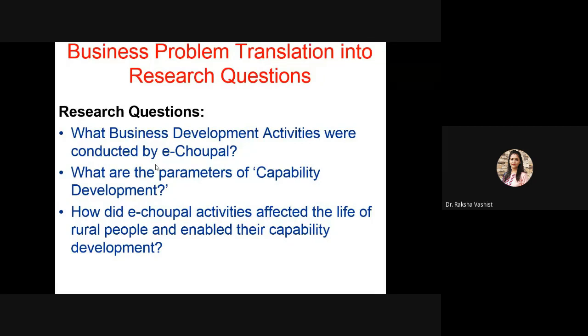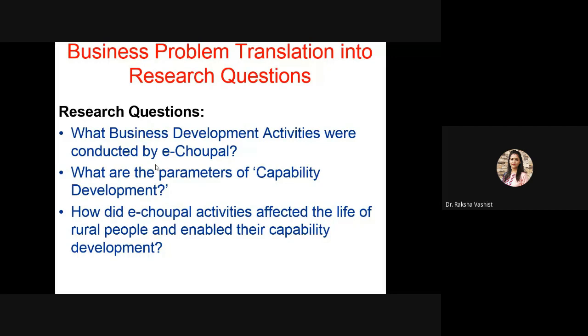Second, we have to identify the parameters of capability development. So our next research question is, what are the parameters of capability development? And third is, how did e-Chopal activities affect the life of rural people and enable their capability development? That is, the third one is related to the impact of the first variable on the second variable. So these are the three research questions based on the research problem.